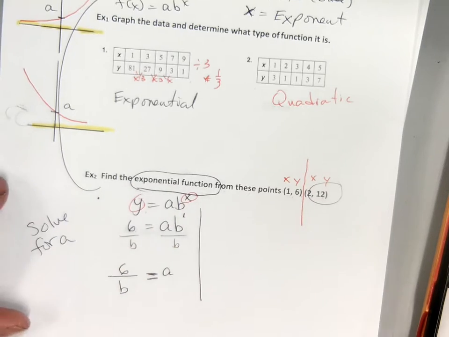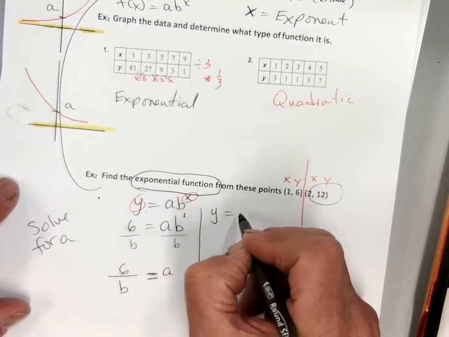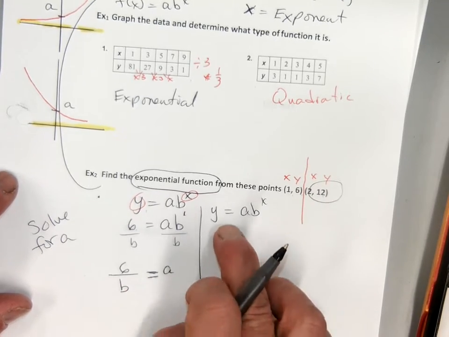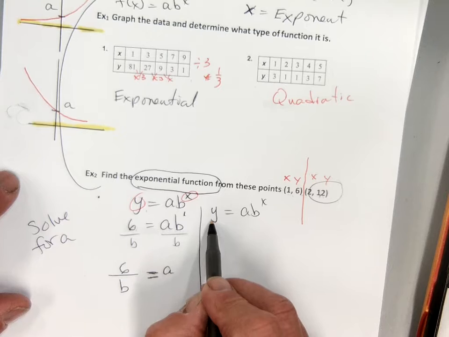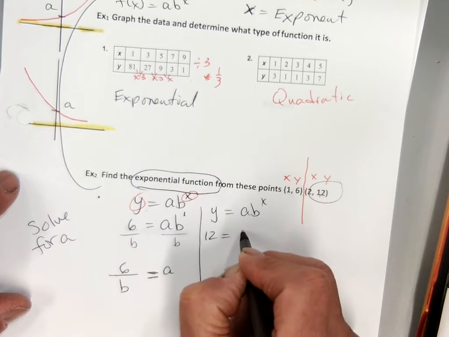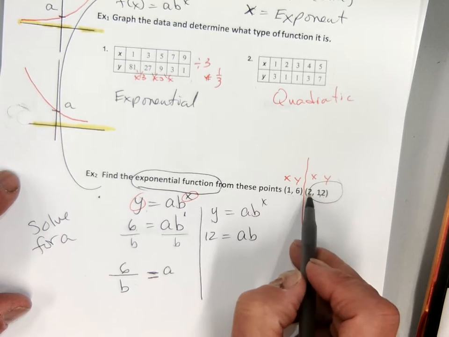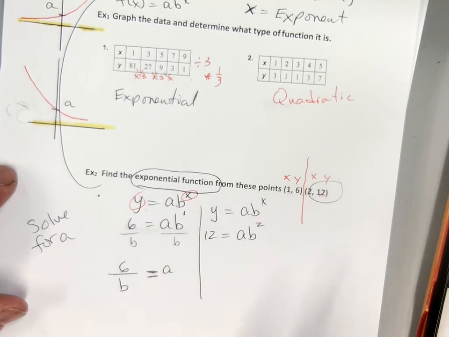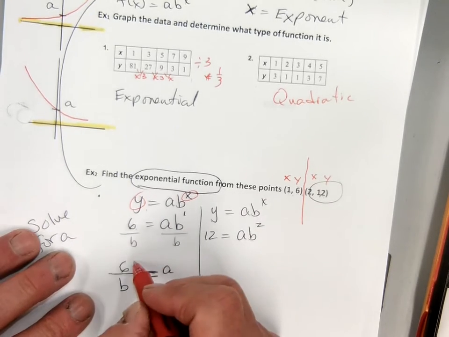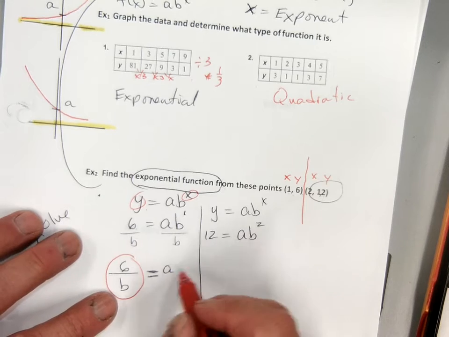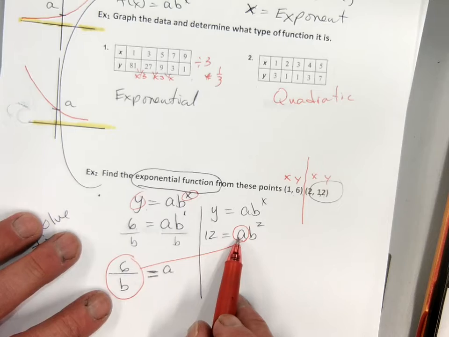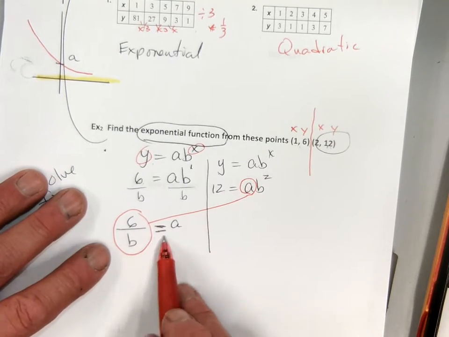All right, so let me rewrite my exponential function. y equals ab to the x. This is our formula, okay? So use our formula. I'll put 12 in for y, and I'll put the 2 in for x. Okay, now I am going to do a substitution. Now, we learned how to do substitution before. So instead of writing a over here, I'm going to substitute what a is equal to. So don't write a, but write what a is equal to, 6 over b.